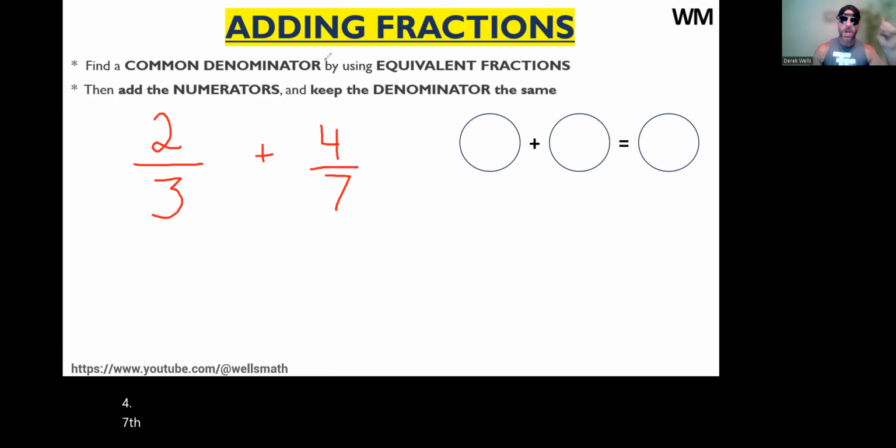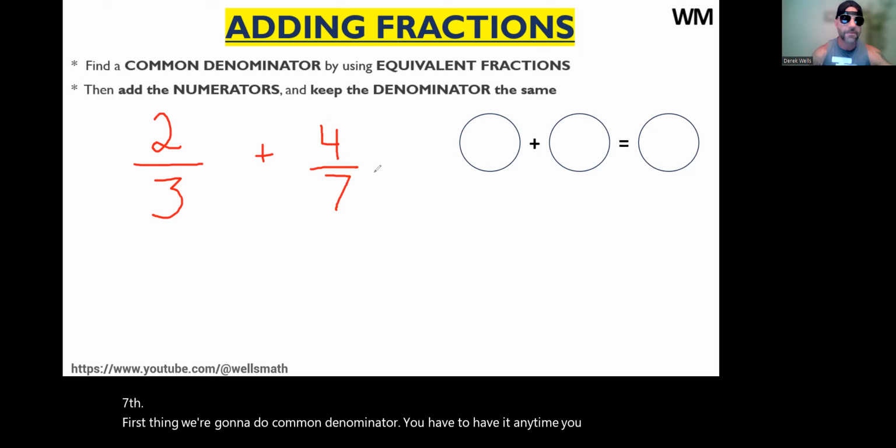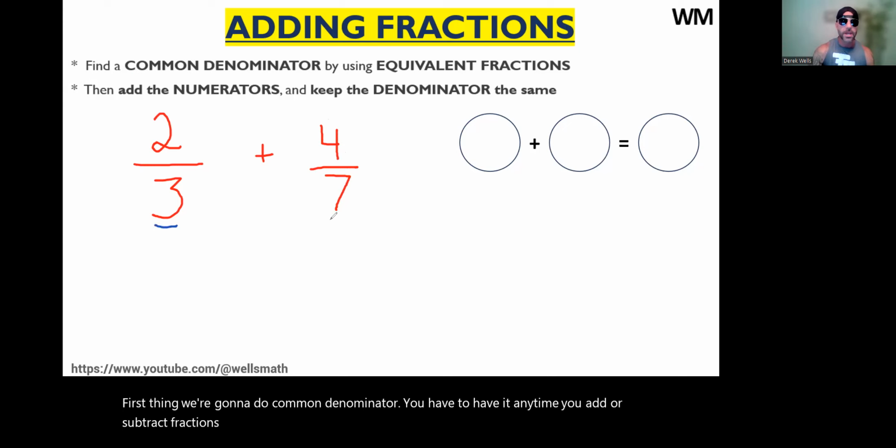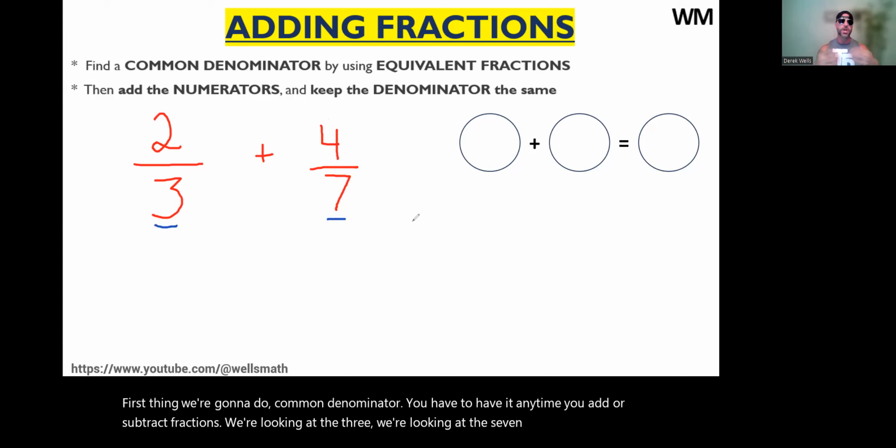First thing we're going to do, common denominator. You have to have it anytime you add or subtract fractions. We're looking at the 3. We're looking at a 7. We're thinking, is there a number that is divisible by both 3 and 7? With this one, again, we can just multiply the two denominators together against each other. 3 times 7 is 21.